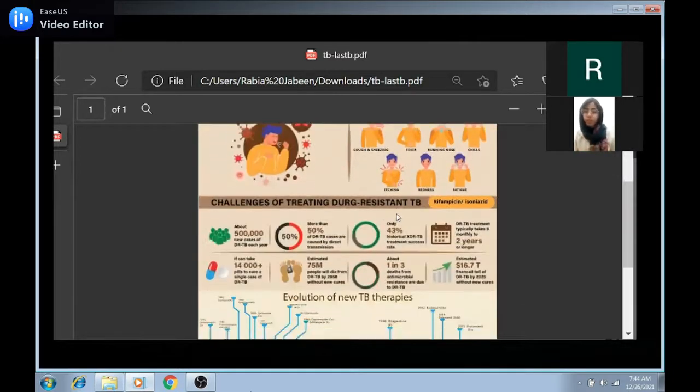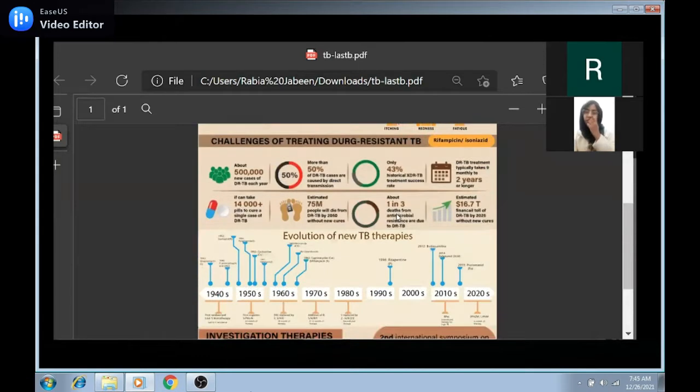Now coming towards the main topic I want to discuss here: why there is a need for evolution in TB therapies. Actually, this is because of the emergence of DRTB cases. What is DRTB? It's drug resistance. If the mycobacterium residing inside the patient is resistant to rifampicin, it is termed DRTB. If it is resistant to rifampicin and isoniazid, it is termed multidrug-resistant TB, MDR-TB. And if it is further resistant to some other drugs like fluoroquinolones, it is termed extensively drug-resistant TB, XDR-TB.